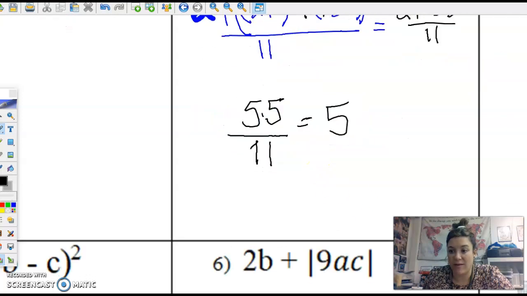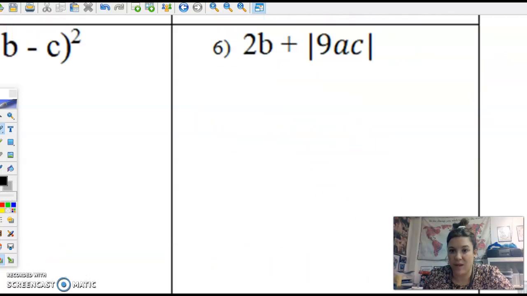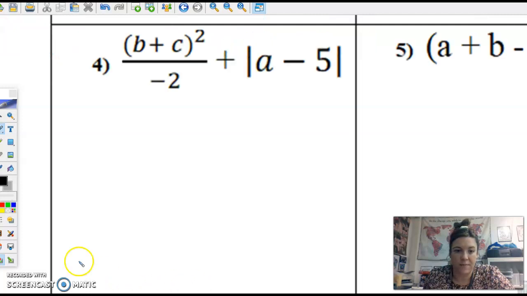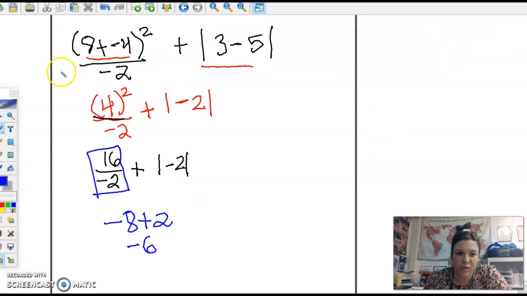Ask me questions if you have any in class. That was a tough one. All right, let's practice 3 more. Substitute in your numbers for the variables, do the order of operations steps one at a time, and then come back and check your answer. Guys, check your steps for number 4.